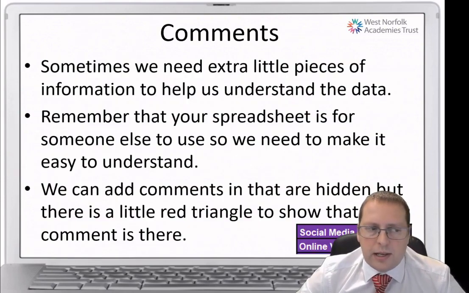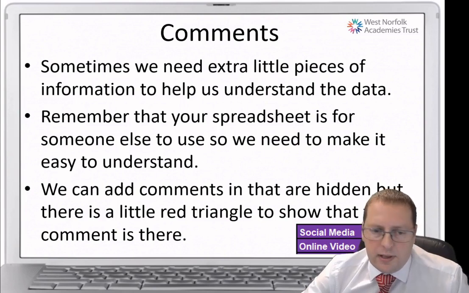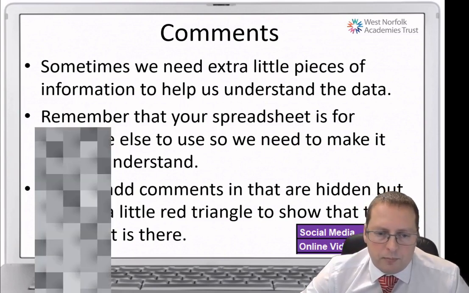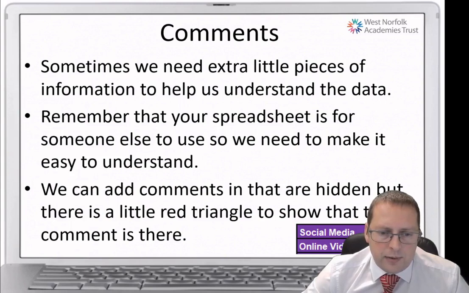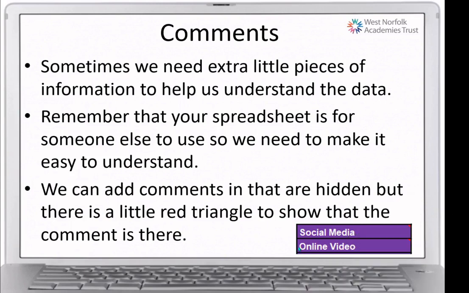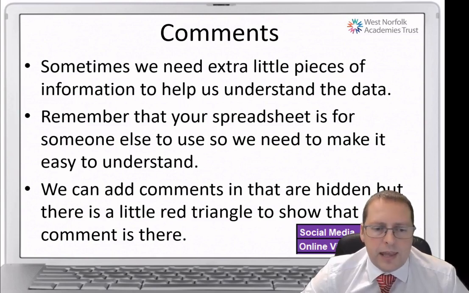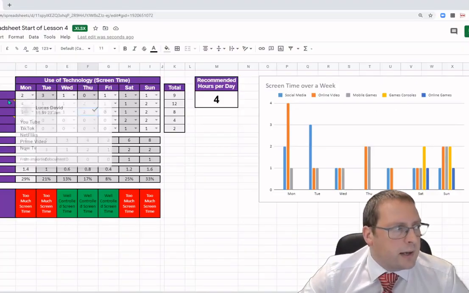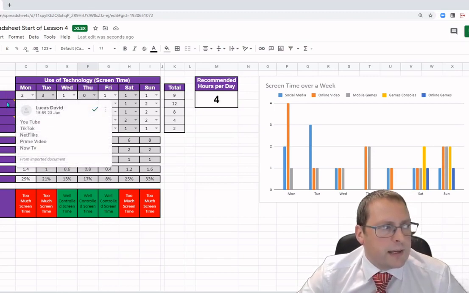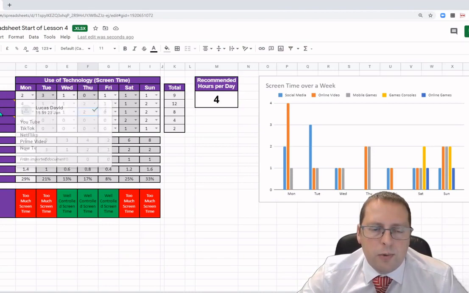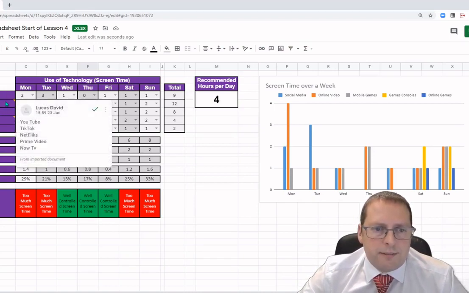The next thing I want to look at is comments. Now you'll notice here, you can see the social media and online. There's a little red flag in the corner. This little red flag means there's a comment, means there's something in there that we can look at. So again, let's just look at our spreadsheet, and if I hover over this flag, it tells me information. So online video, we're looking at YouTube, Netflix, Prime Video, Now TV, all that kind of thing.